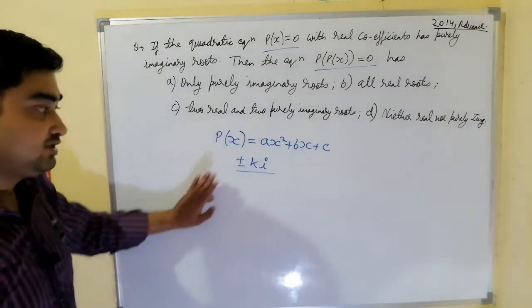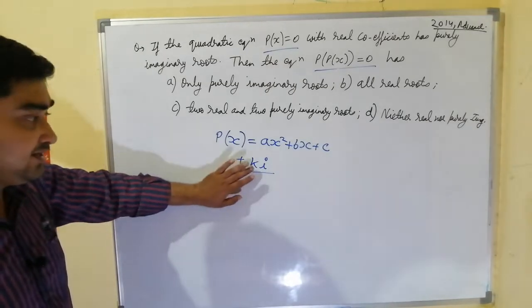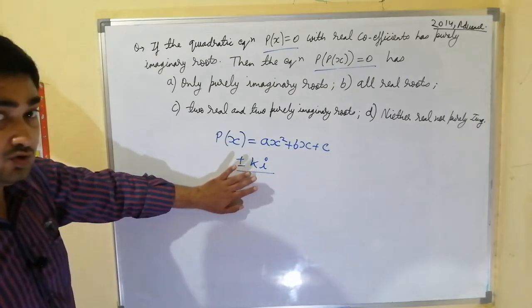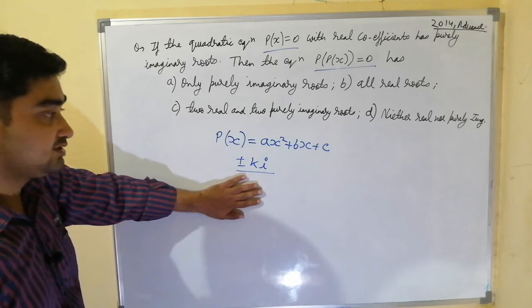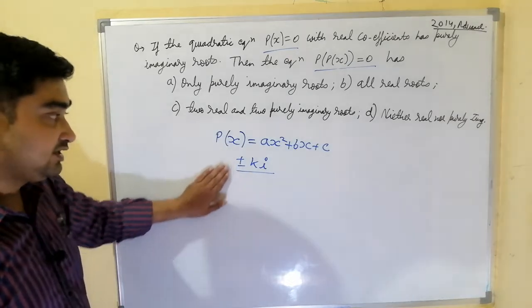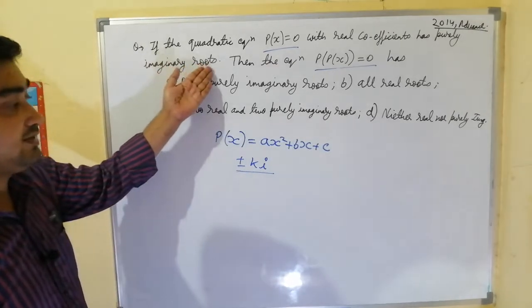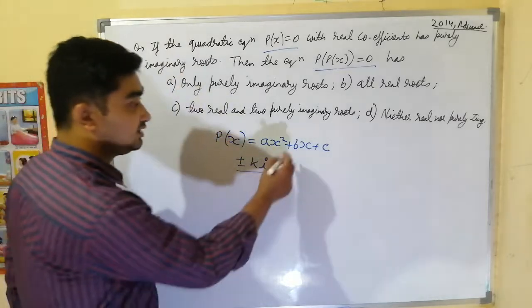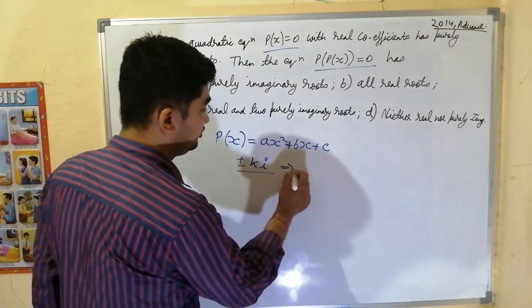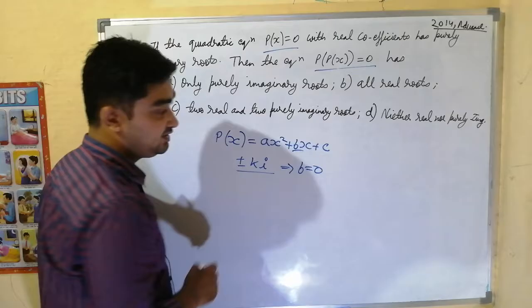So nothing wrong in this. K is any constant. We don't know the value of k, but k is any constant. Why are we not considering the real part? Because it is given that they are purely imaginary, and moreover that b is 0. From this we know that b is 0. Why?